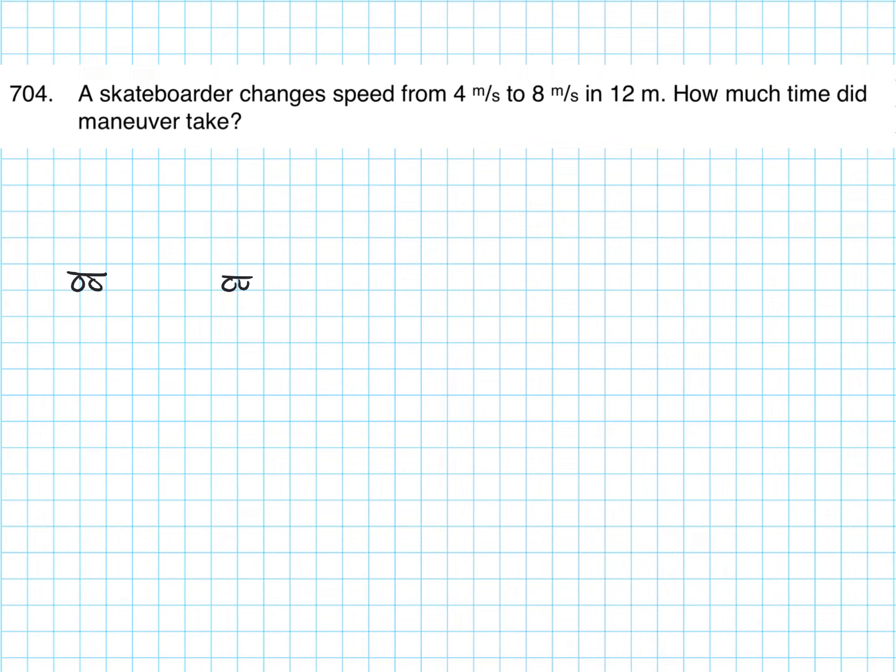Or so I like to think about this as a story. And so here's my skateboarder. There we go. Legs, body, arms. All right, and skateboarder changes speed from 4 meters per second, so that's here, 4 meters per second to 8 meters per second. All right, and does this in a distance of 12 meters.